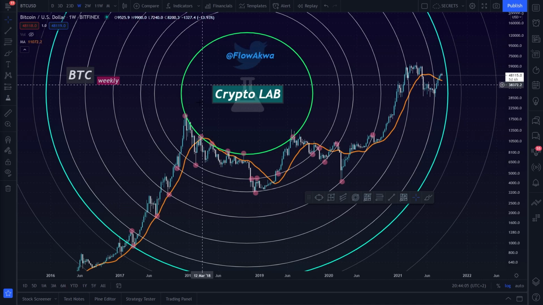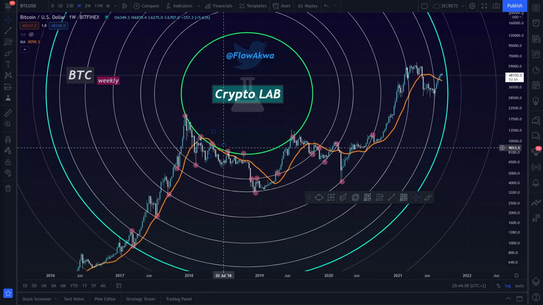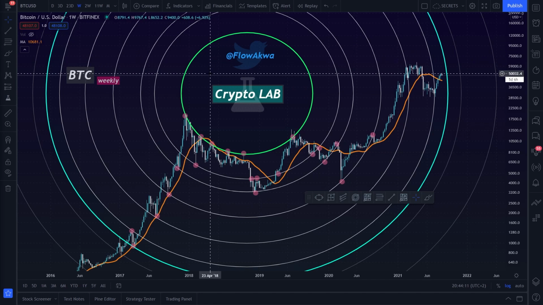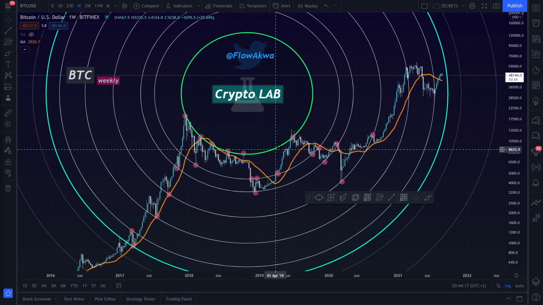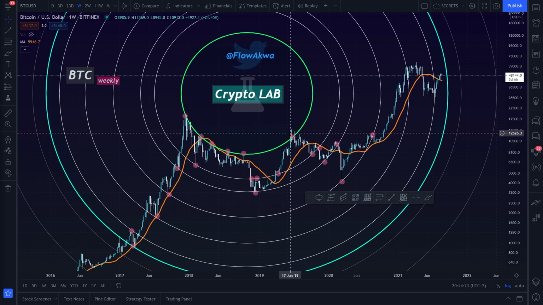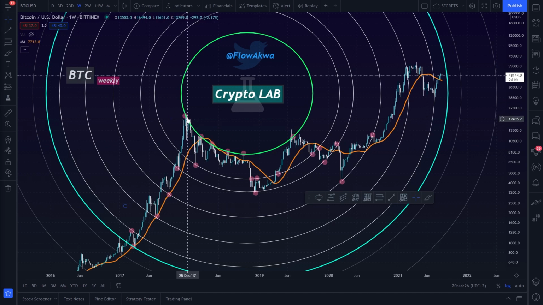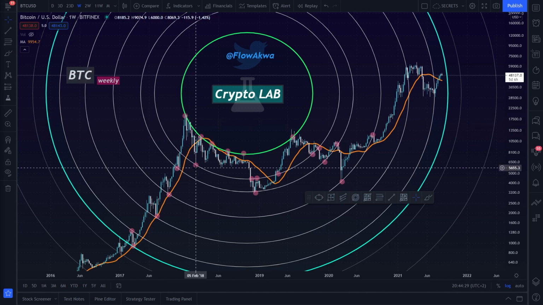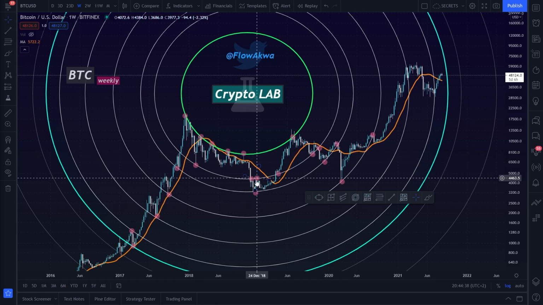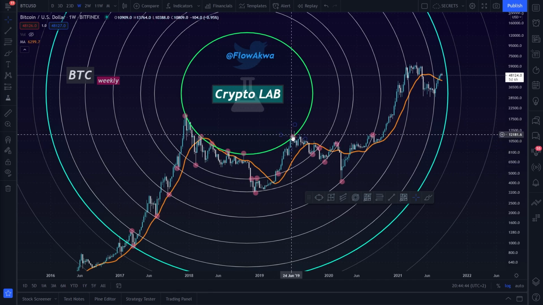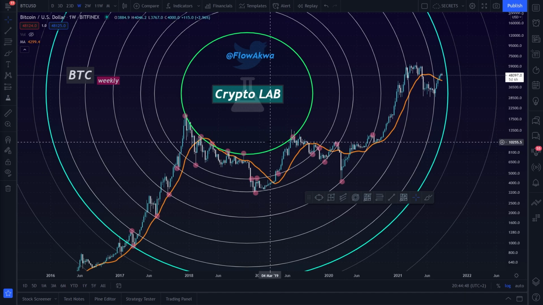In green, you have what I call the setup circle because this is a circle that you have to draw first. As you can see, we have multiple points in contact with this circle. We have 1, 2, 3, 4, 5, 6. And every time we touch the circle, there is a big rejection to the downside. It was the case here, here, here, here again, and even after this amazing bull run, during the bear market, it was a pretty strong point of resistance.